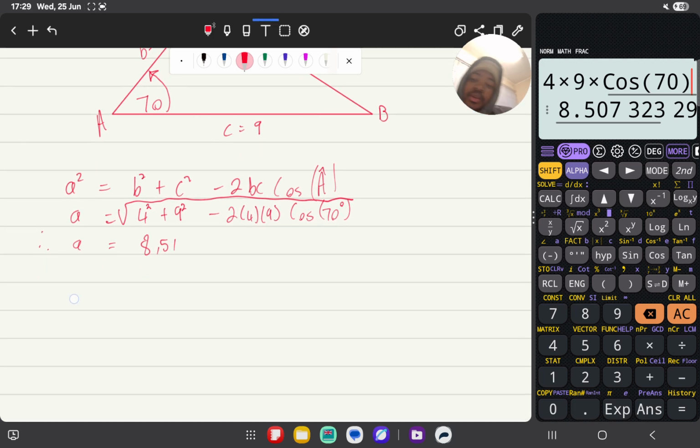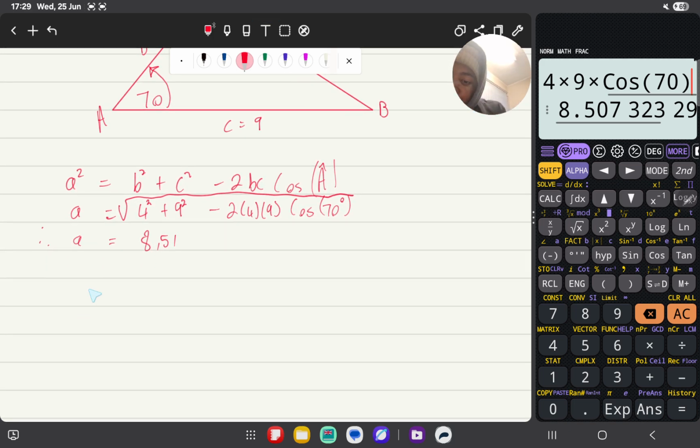Right, let us go with B. So for B, you would say that B squared equals A squared plus C squared minus 2AC cos B, right? So now angle B is the unknown angle which we are trying to find.